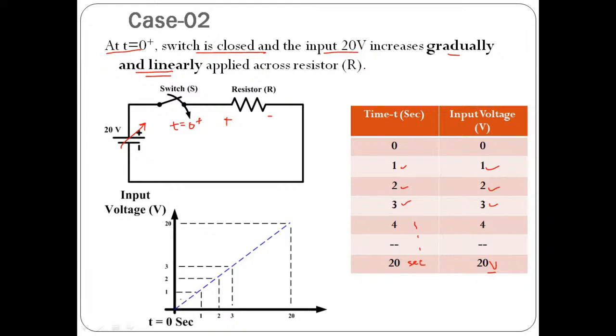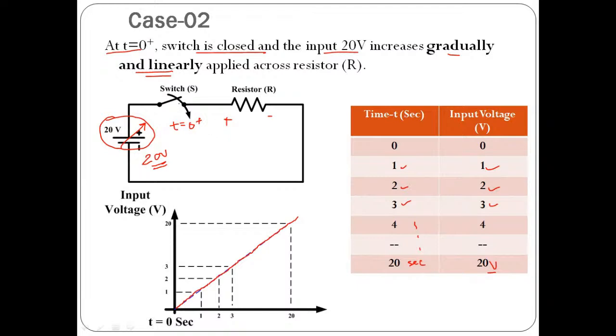Now in this case, instead of applying the entire 20 volt in one stroke, we apply that voltage in a linear and gradually increasing manner, like this. This is important. This is another way in which we can provide this 20 volt as an input to the resistor. This will be case 2. Remember one thing, we are trying to identify the different types of ways through which we can provide this 20 volt input to this particular resistor.